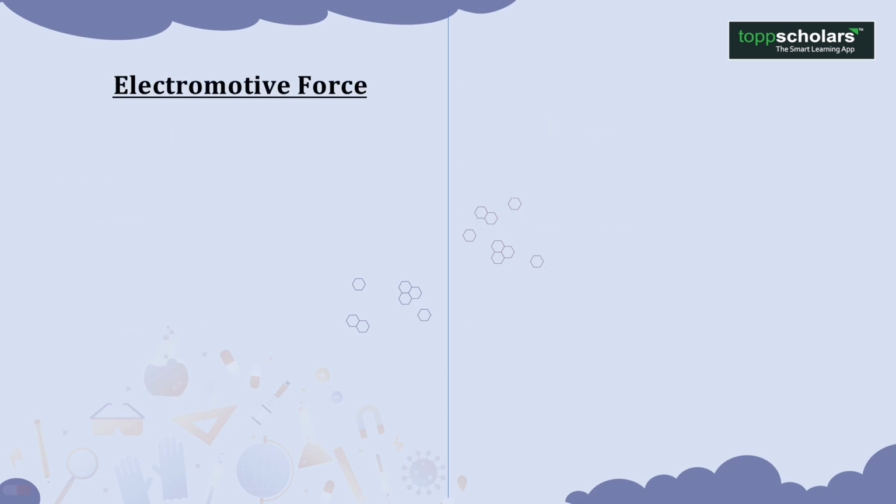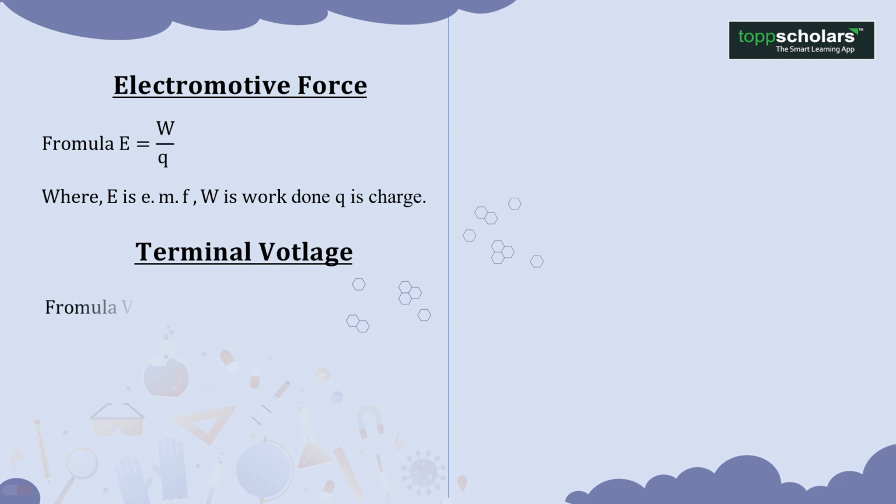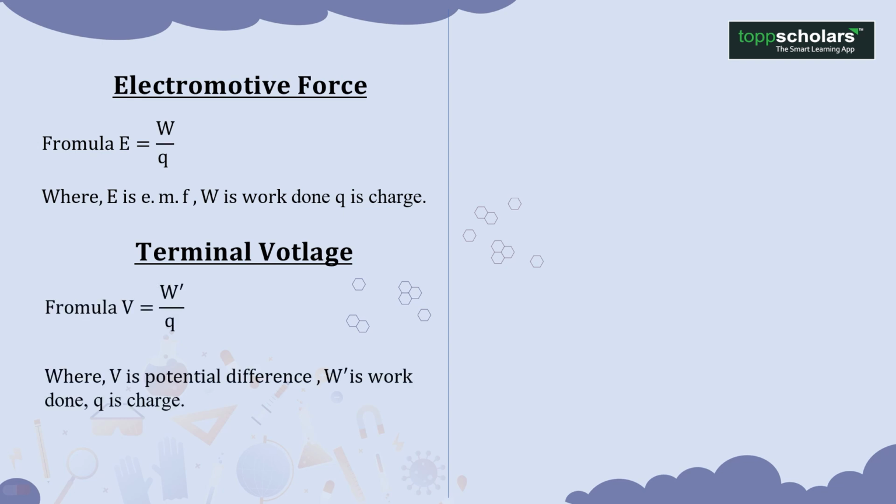Electromotive force. Formula E is equal to W upon Q, where E is EMF, W is work done, Q is charge. Terminal voltage. Formula V is equal to W upon Q, where V is potential difference, W is work done, Q is charge. Voltage drop in a cell. Formula V is equal to W upon Q.